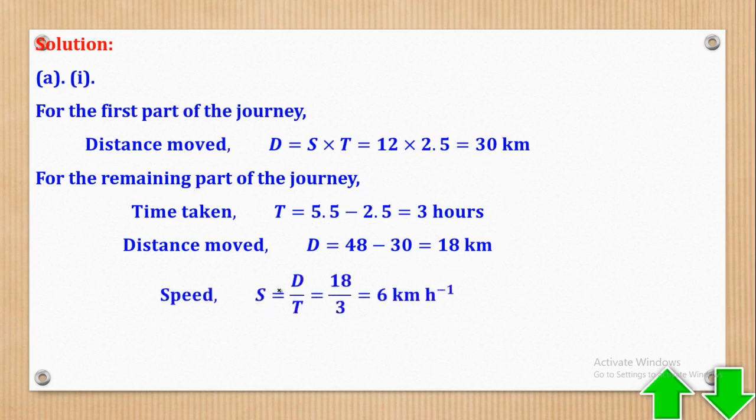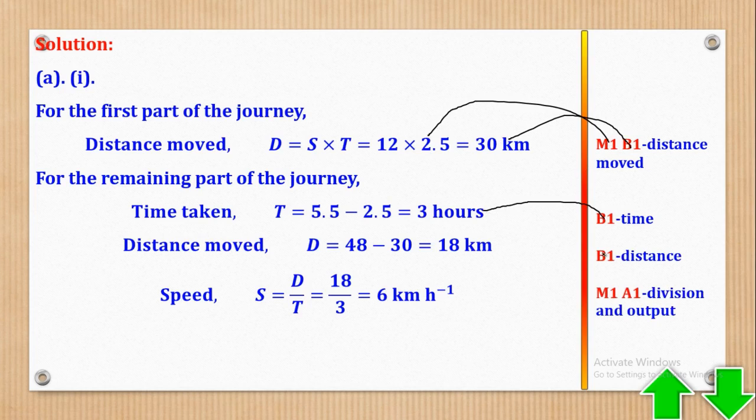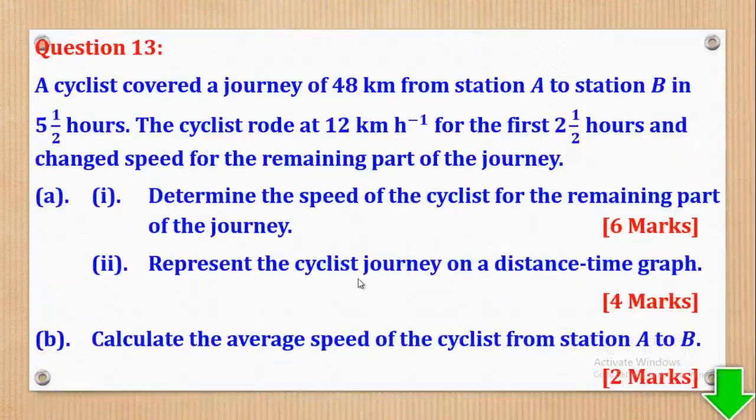Therefore, speed is equal to distance over time. So the speed used for the next part of the journey will be distance, which is 18, over time, which is 3, to come up with 6 kilometers per hour. Before we go to the next slide, let's see how marks can be awarded. M1 for substitution, B1 for the output, B1 for the time, B1 for the distance, M1 for substitution, A1 for output. So that was Roman 1.